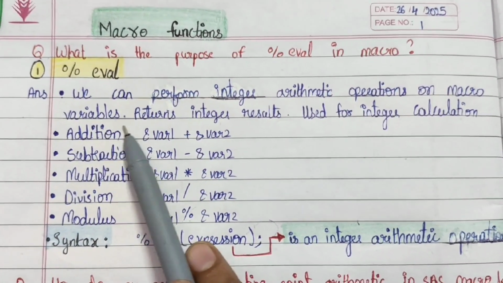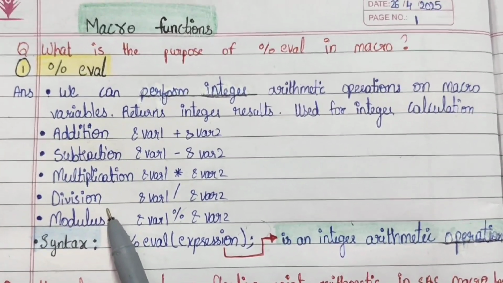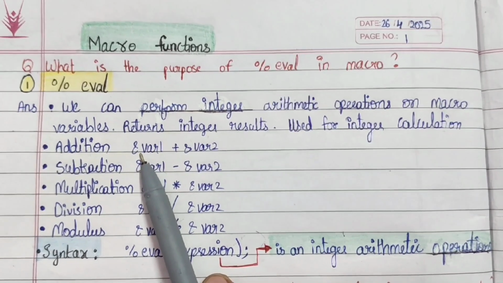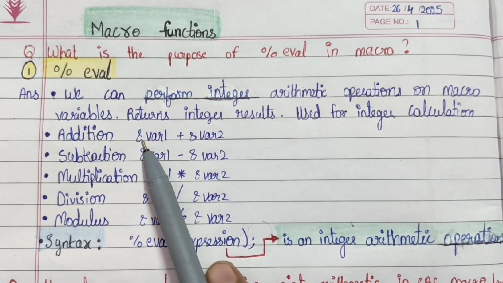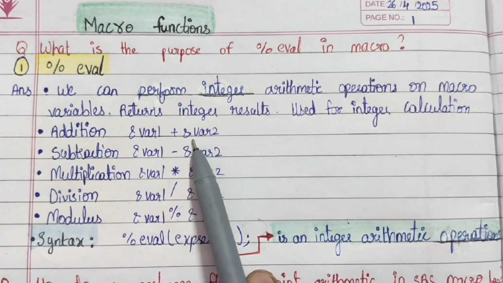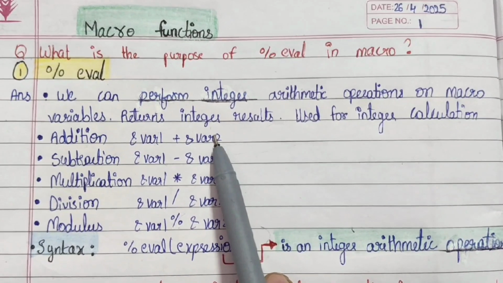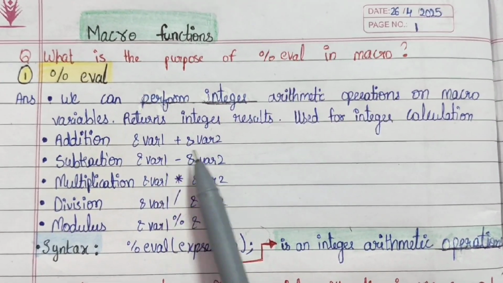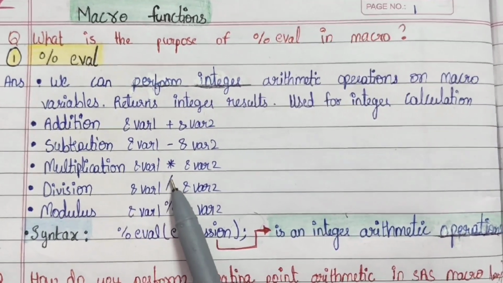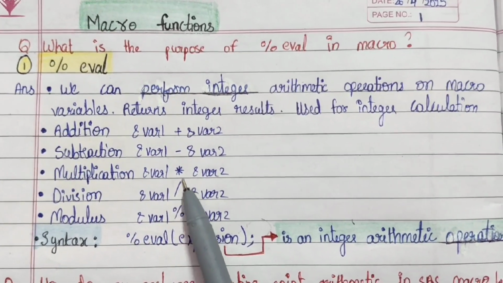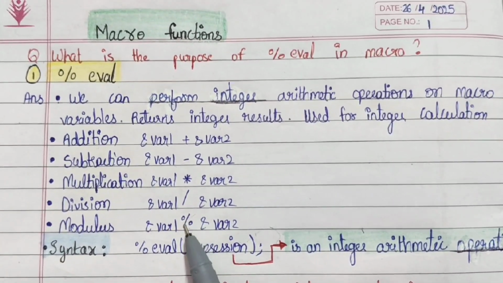These are the arithmetic operations we will use: addition, subtraction, multiplication, division, and modulus. Each macro variable is prefixed with an ampersand, so &var1 + &var2 means we are adding the two variables. We are subtracting, multiplying with a star, dividing with a slash, and here we are using modulus.